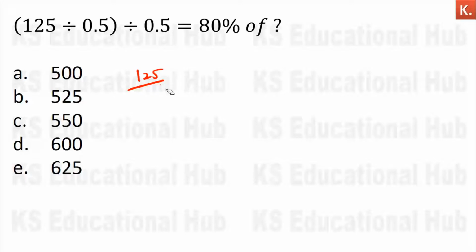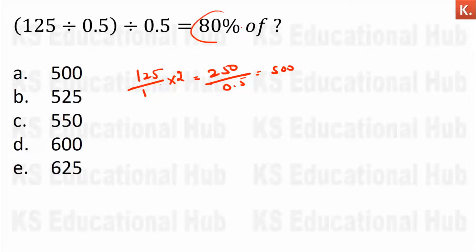Okay. So 0.5 can be taken as 1 by 2. To convert this 1 by 2 into multiplication, I am going to take the reciprocal. The 2 has to be taken to the numerator. So therefore 125 into 2 is equal to 250. So 125 divided by 0.5 is equal to how much? 250. 250 divided by 0.5 is again equal to 500. Clear? That's equal to 500.